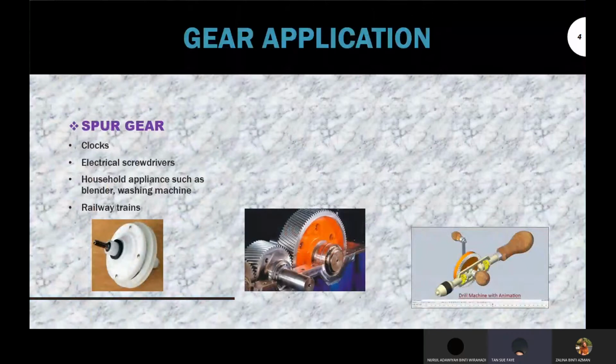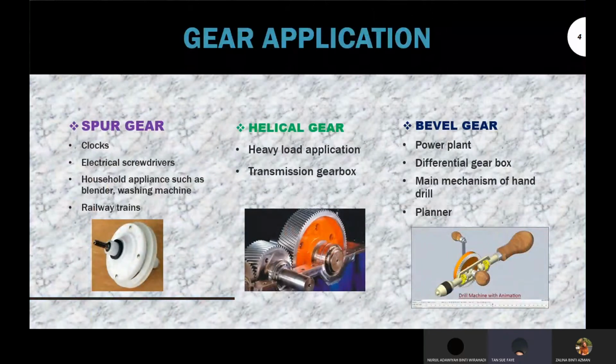Then next we'll move on to the gear application. The first one is the most common type of gear, which is the spur gear. Spur gear is usually used for clocks, electrical screwdrivers, household appliances such as blender and washing machine, the railway train, and slow-speed vehicles such as the bicycle, and the image is the gear for the blender.